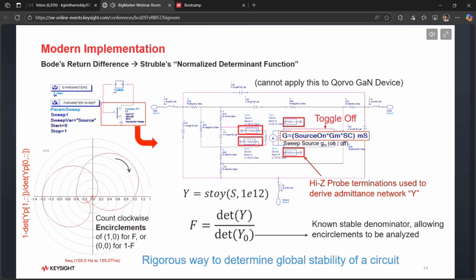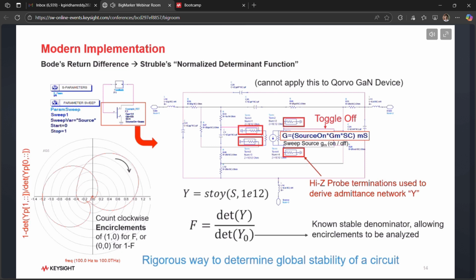Well, you can do the same thing if you just turn the source off. So in this case, I can just go into the current generator, set it to 0, and then redo that exact same analysis with the circuit off, and then I can look at the clockwise encirclements around the origin. If I count those encirclements, I can determine essentially how many unstable poles there are in this circuit. And so this is known as the normalized determinant function.